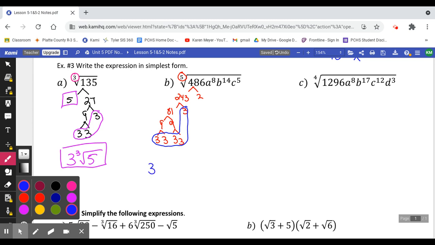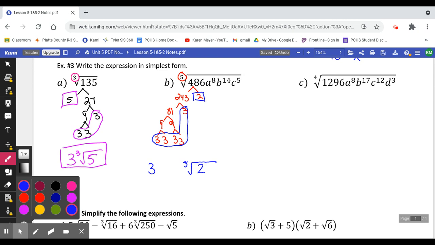So I get to put a 3 on the outside. And I'm going to leave some space because we're going to have some letters to deal with here in a minute. And then fifth root, my single number is 2. And that goes on the inside. So now let's talk about the letters.